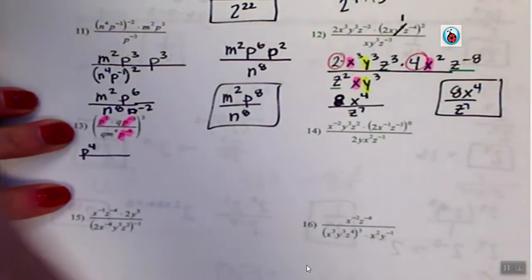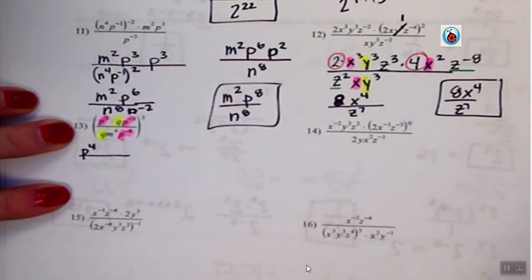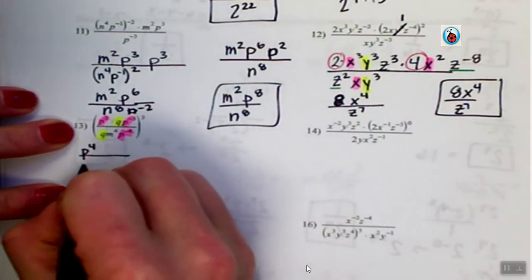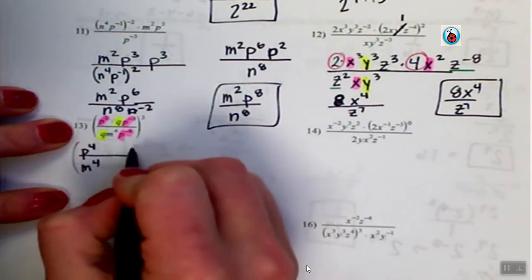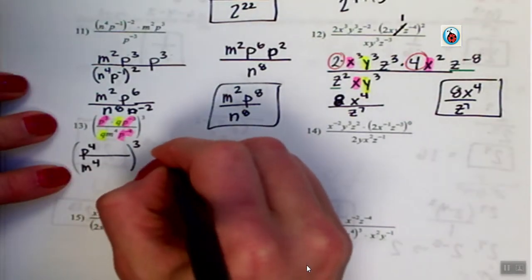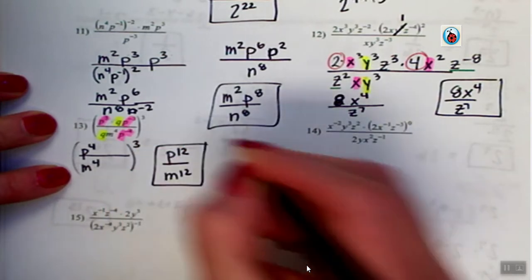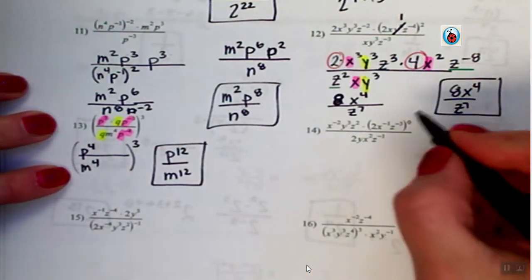Okay, let's look at our q's. I see q to the 1st, q to the 1st reduces to q to the 0. Okay, and m to the 4th. Keep in mind we still have a cube out here, and so this gives us p to the 12th, m to the 12th.